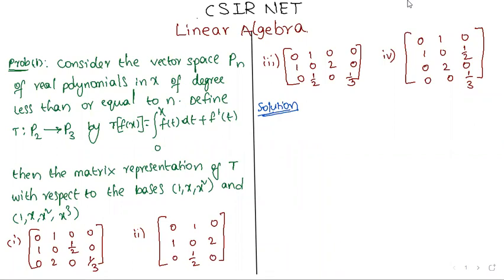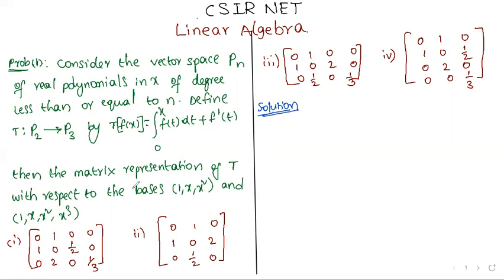Today I'm discussing some important problems for CSIR NET, on the topic linear algebra. Problem number 1. Consider the vector space Pn of real polynomials in x of degree less than or equal to n. Define the transformation T from P2 to P3 by T of f(x) equals integral 0 to x f(t) dt plus f'(t).